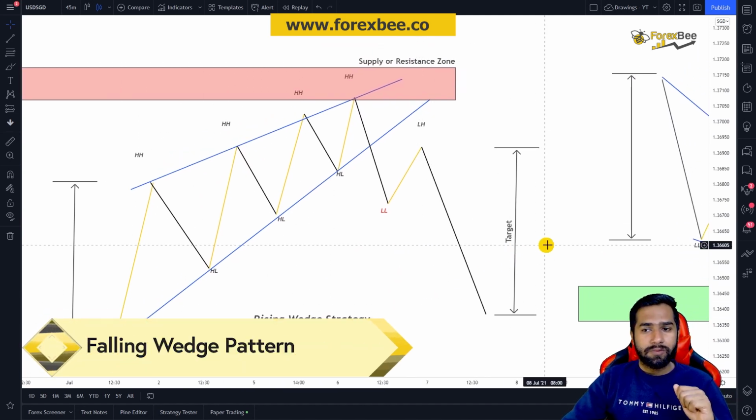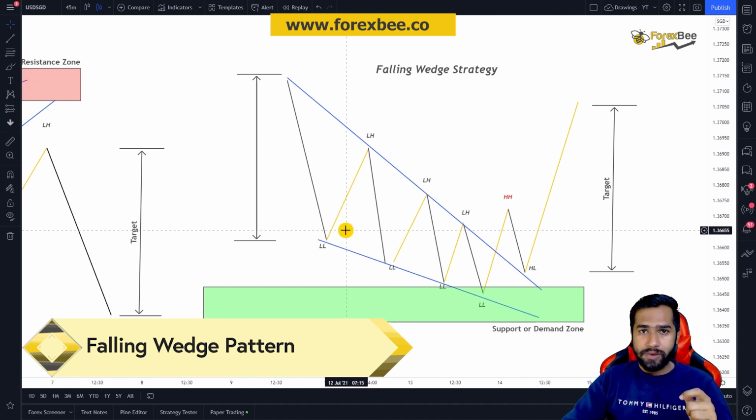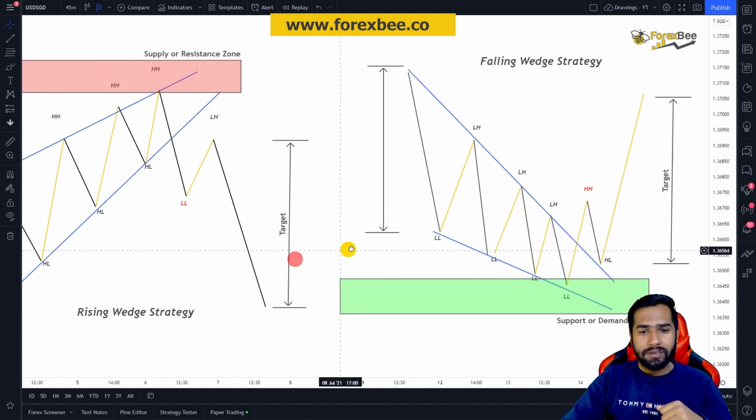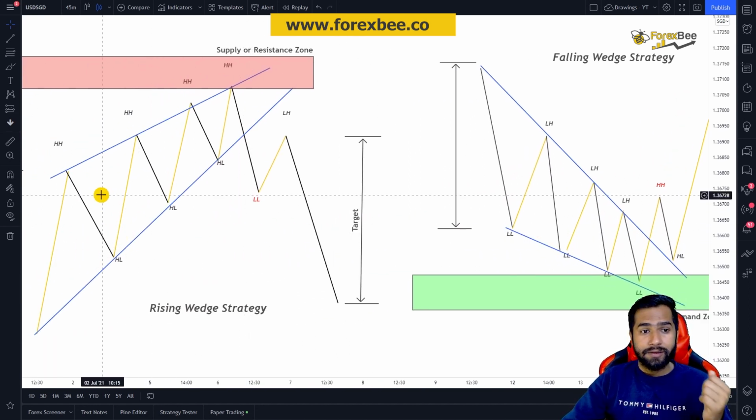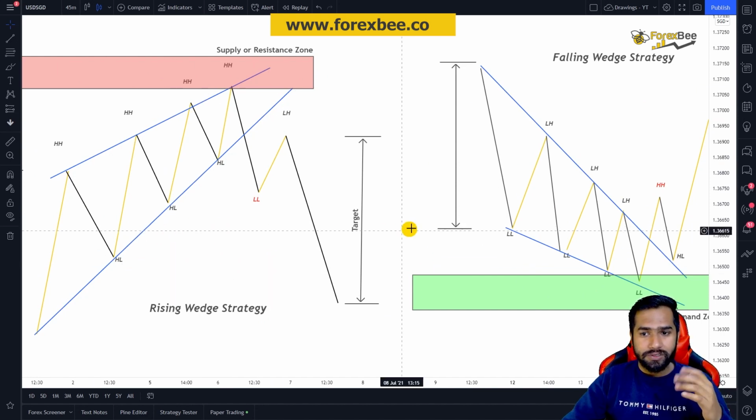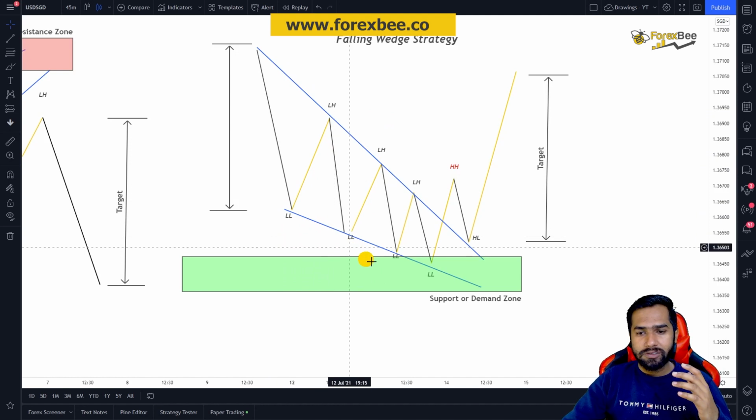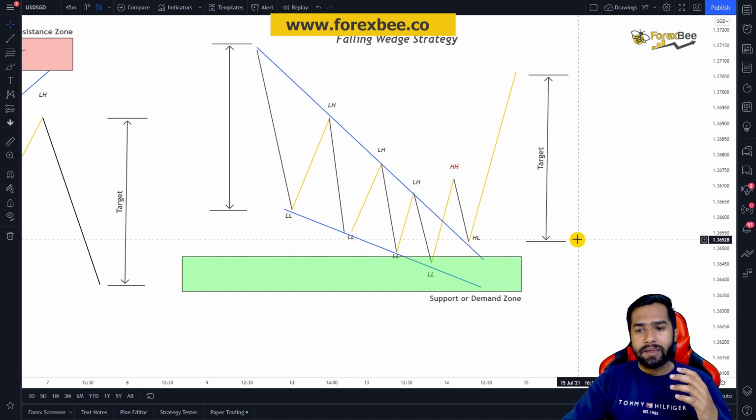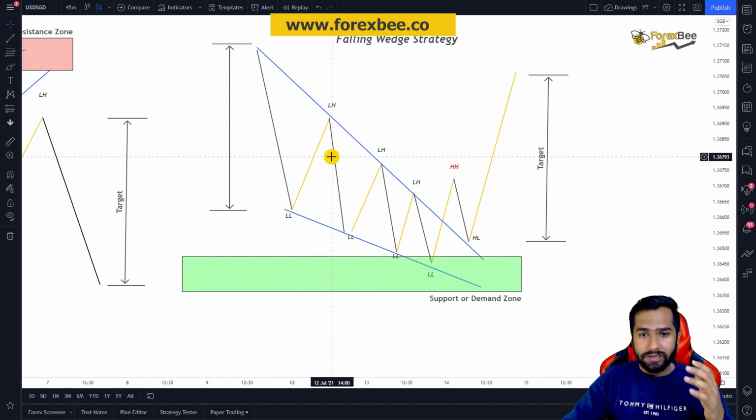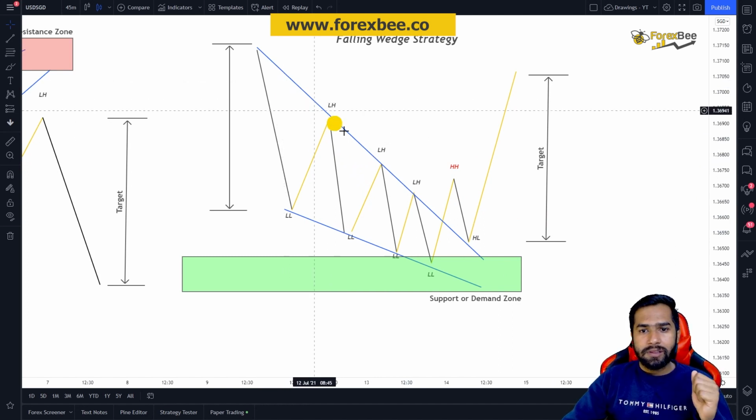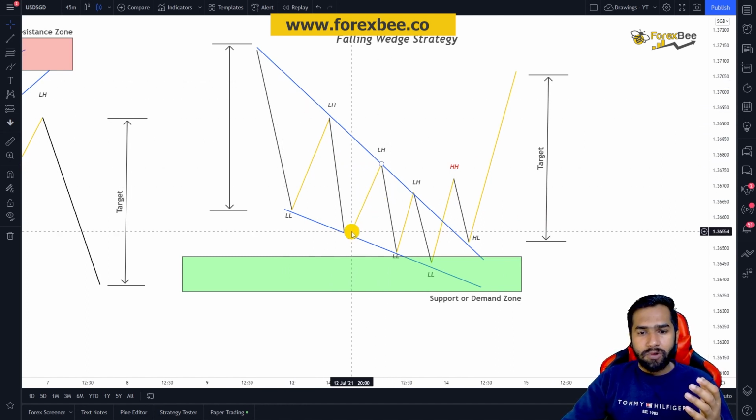Now let's talk about the falling wedge pattern. The falling wedge pattern is very similar to the rising wedge pattern. It only has the opposite market structure. As you can see here, in the case of the rising wedge pattern, the market was making higher highs and higher lows. But in the case of the falling wedge pattern, the market is making lower lows and lower highs. Other than that, everything stays similar, because here as well, every next wave is smaller than the previous wave.